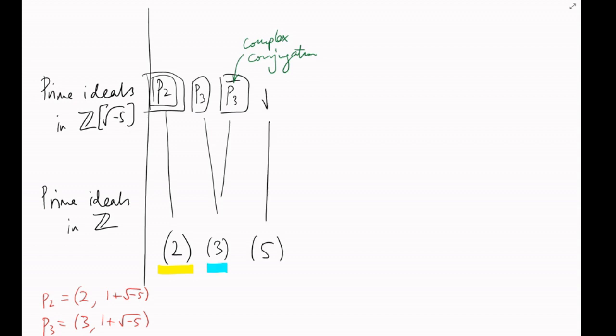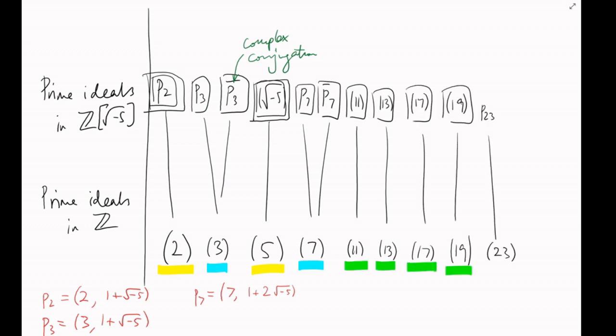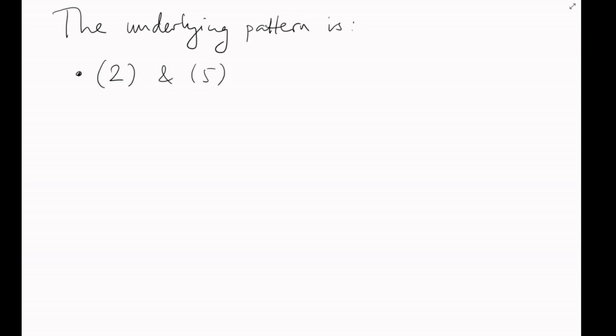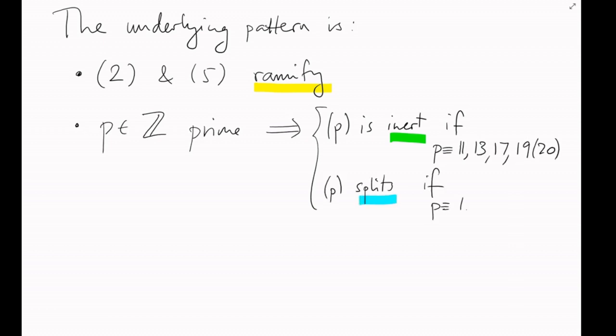5 ramifies. It's just the square of root minus 5. 7 splits. 11, 13, 17, and 19 remain inert. 23 and 29 split. 31 remains inert. The secret underlying pattern is only 2 and 5 ramify, primes that are 11, 13, 17 or 19 mod 20 stay inert, and primes that are 1, 3, 7 or 9 mod 20 split.